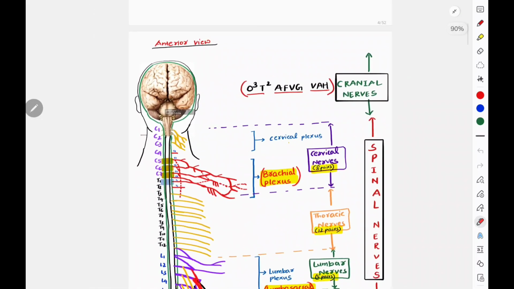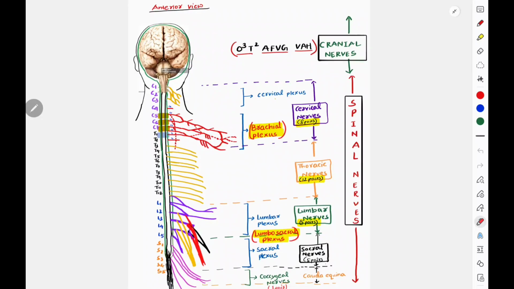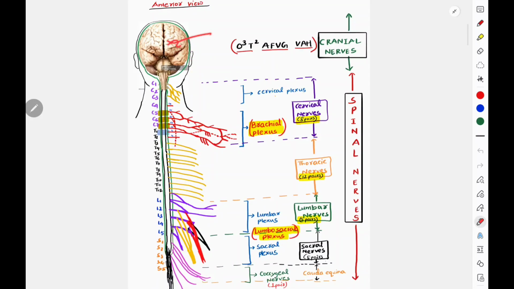See here, this is the diagram which I have drawn. This is the anterior view. As you can see, the brain and the spinal cord. This is the spinal cord. This is the central nervous system, and the nerves arise from it. So you can see this is the neck, right? C1, C2, C3, C4, C5, C6, C7.